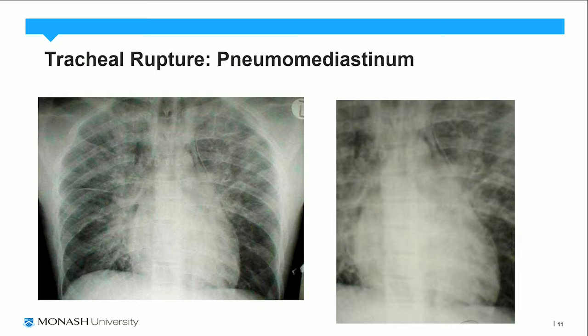This patient has tracheal rupture, which has resulted in pneumomediastinum, so we can see the air that tracks around the mediastinum, and you can also see that it has affected both of the lungs. In this close-up view, you can actually see how the air is tracking around the mediastinum, and not as clearly seen, but there is this continuous diaphragm sign as well.